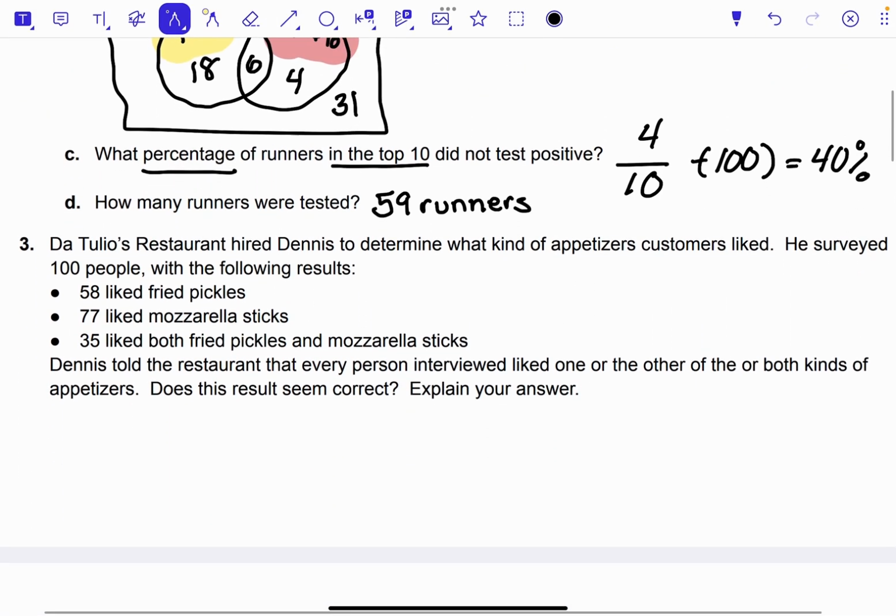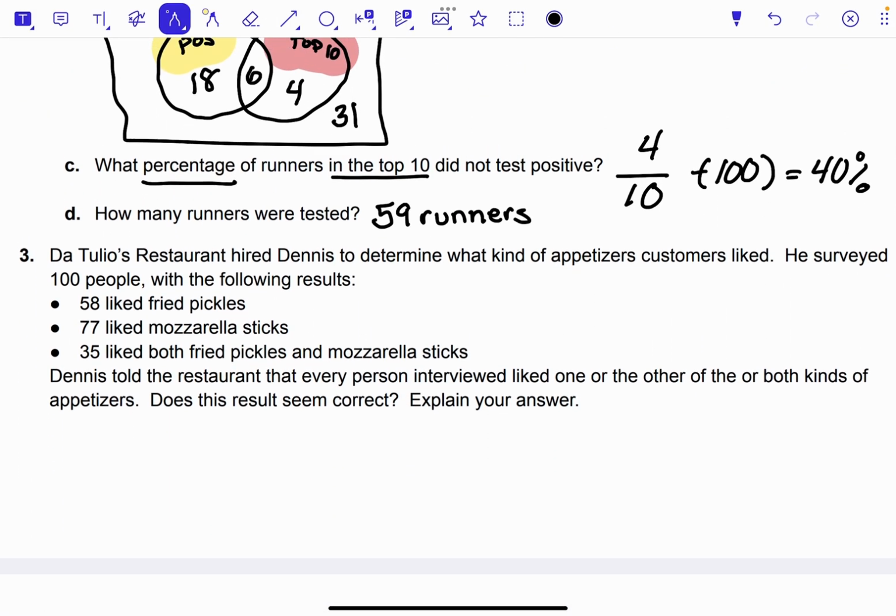All right, we've got one more problem on this side, and we're going to do this one in this video, and then the next video we'll pick up on the next page. So we have a restaurant that hired Dennis to determine what kind of appetizers customers like. He surveyed 100 people, and he got the following results. And Dennis told the restaurant that every person interviewed liked at least either fried pickles or mozzarella sticks, or both. Does this seem correct?